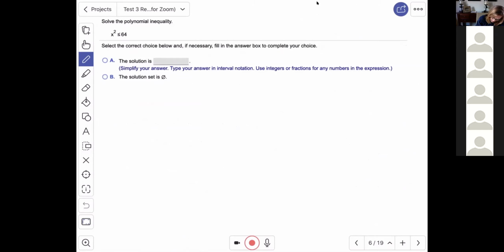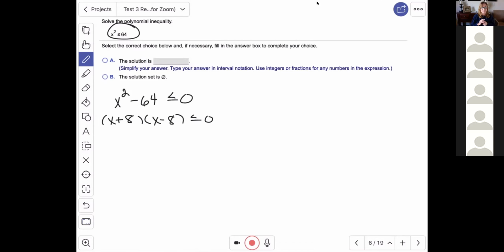Okay, when we're solving these inequalities, this is where we're going to make the number line. But before we start, we need to have 0 on one side. So I'm going to subtract 64 over and get less than or equal to 0. You always start that way. And then you want to factor it. This factors to x plus 8, x minus 8. It's nice if it's already factored for you, but this one, go ahead and factor.